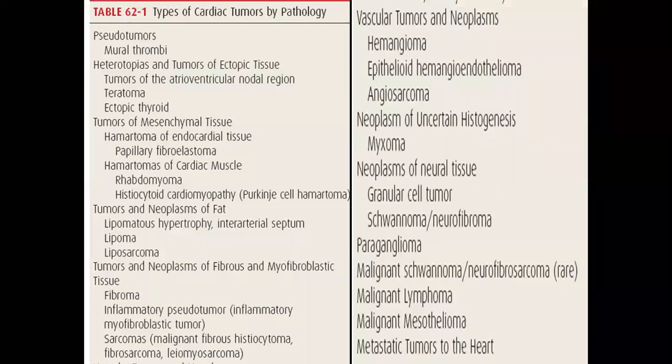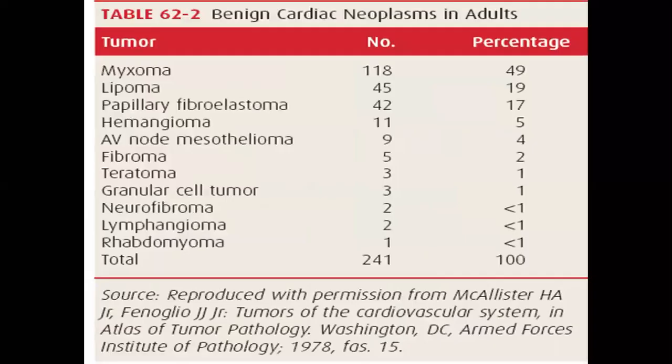So the tumor, mural thrombi, and tumor of the mesenchymal tissue, and neoplasm of the fat, like lipomatous hypertrophy of the interatrial septum, which is classified into lipoma and liposarcoma. We can go through that. This is the percentage from Lawrence of the benign cardiac neoplasm. The myxoma is about 50%, with lipoma, and the third one is papillary fibroelastoma.